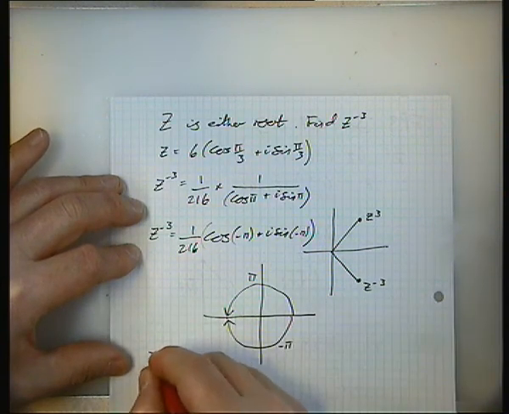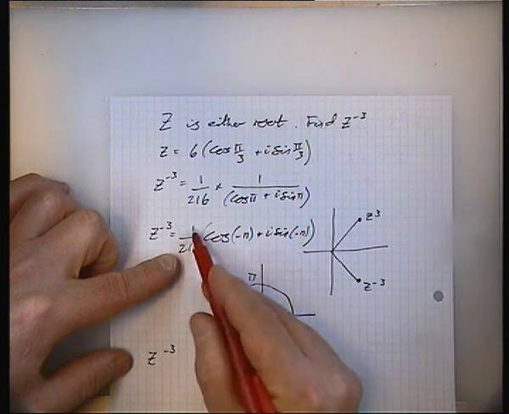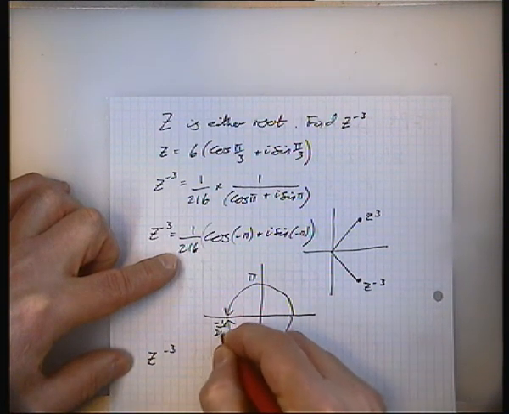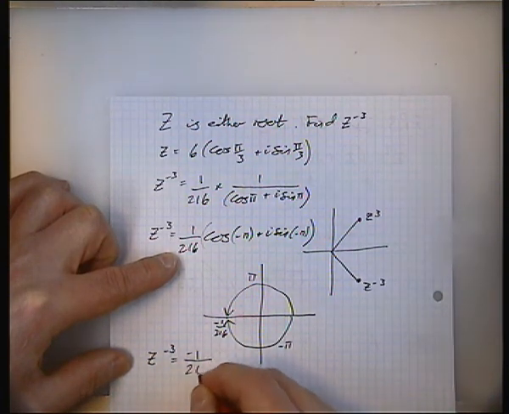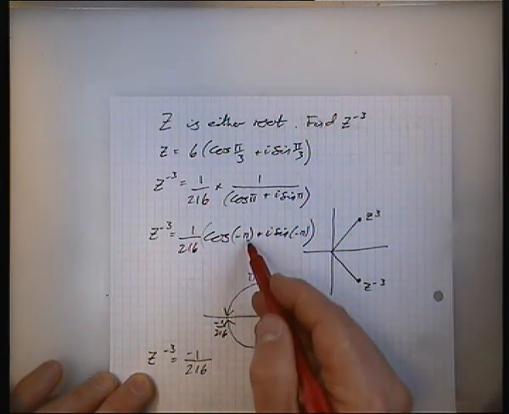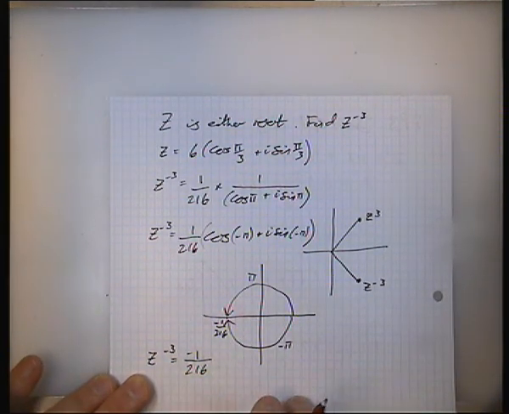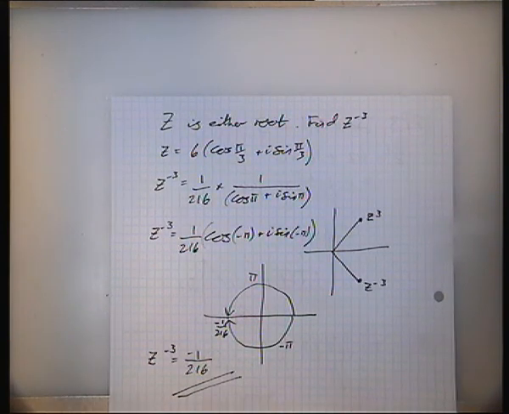So in fact, the argument here is minus 1 over 216. So the final answer z to the minus 3 is simply minus 1 over 216, because that argument minus pi takes us all the way around to the negative real axis. And that is the end of question 3.